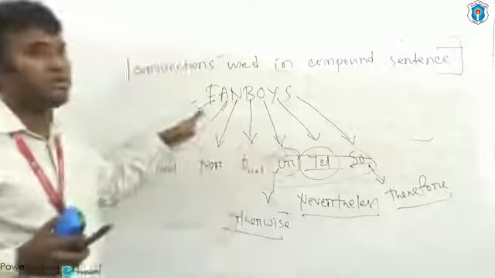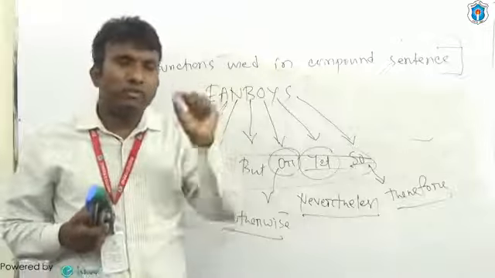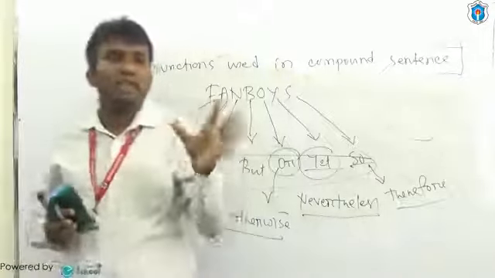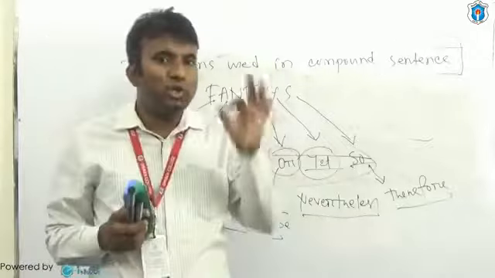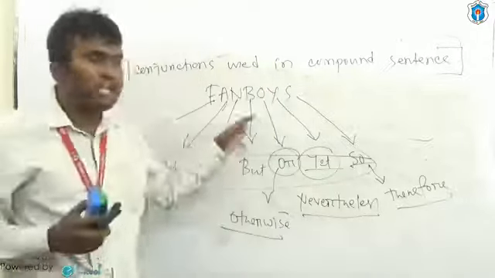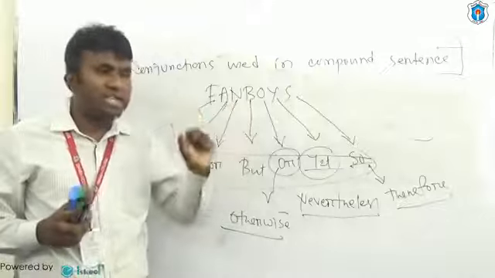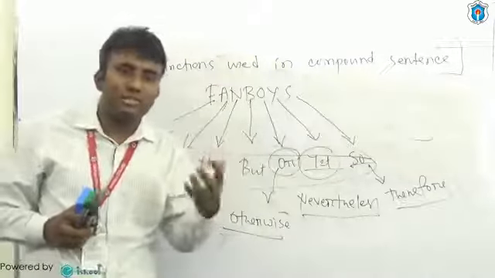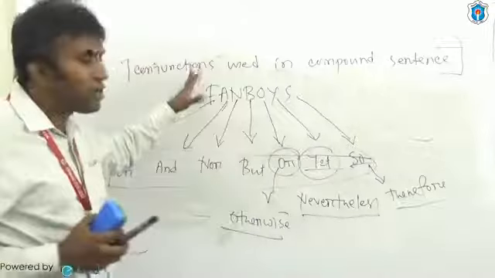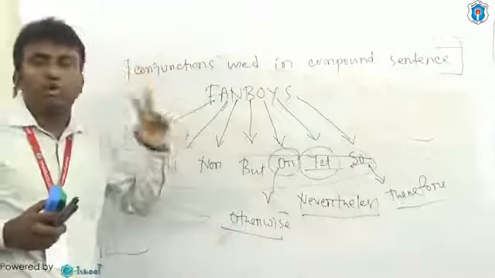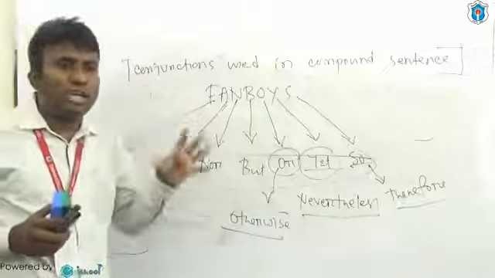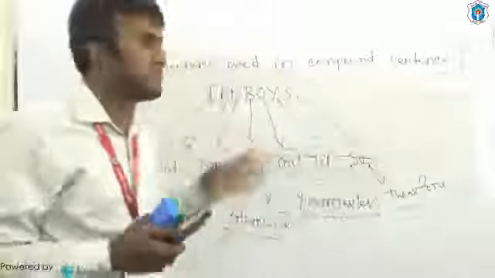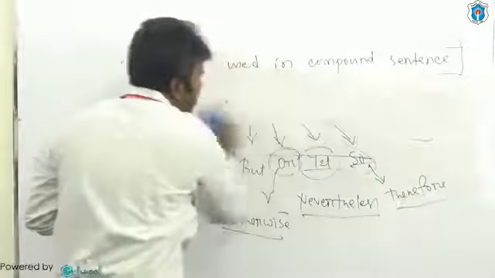Then we talked about complex sentence. In complex sentence, we get one principal clause and one subordinate clause. And I gave you a list of conjunctions used in complex sentence. And you know that in complex sentence, conjunctions are used in subordinate clause. Besides subordinate clause, there remains a principal clause. In compound sentence, two or more than two principal clauses are used, and these principal clauses are connected with the help of coordinating conjunctions.